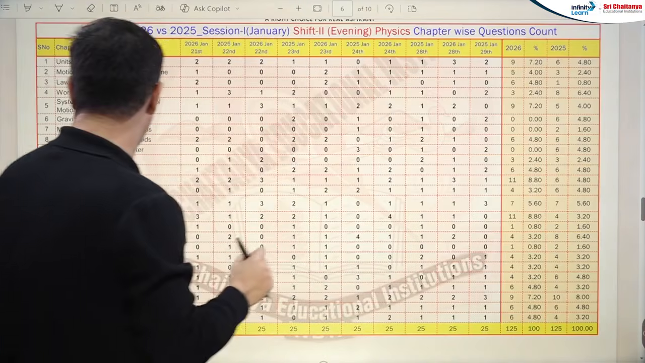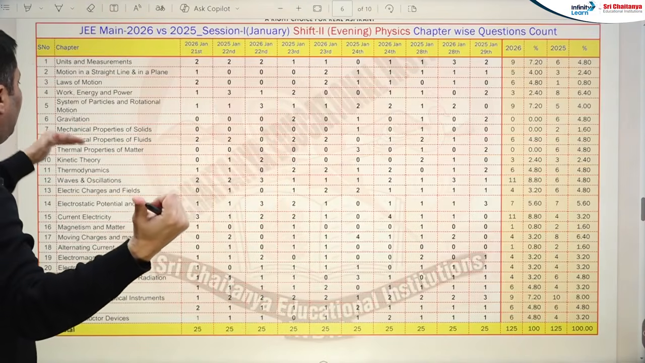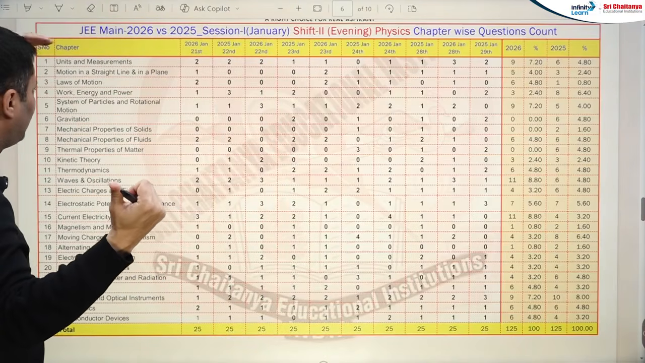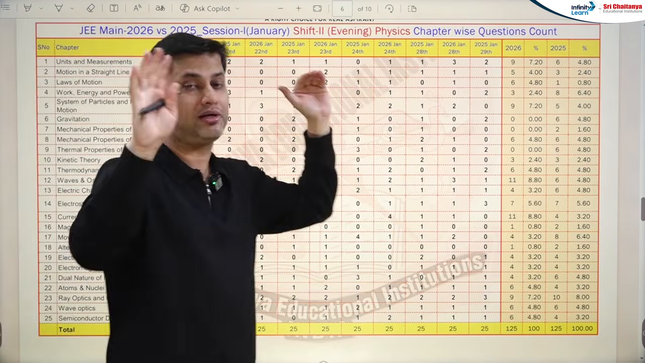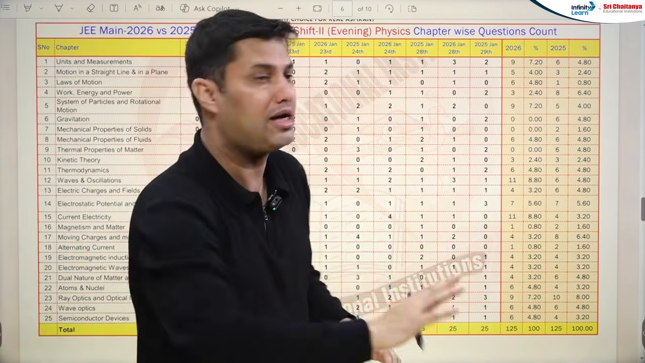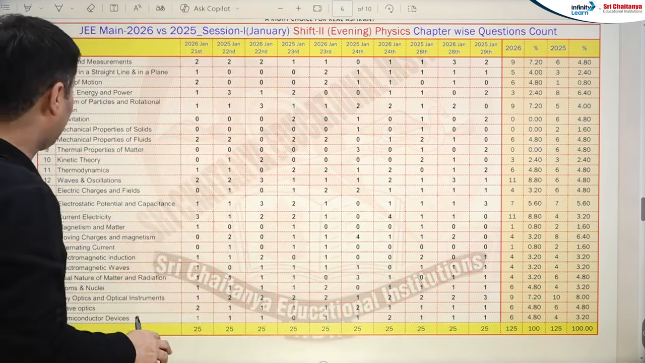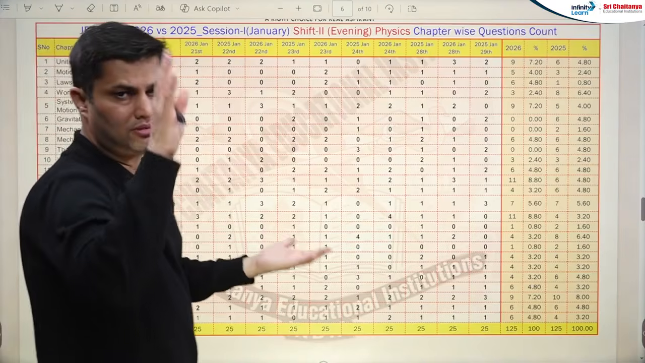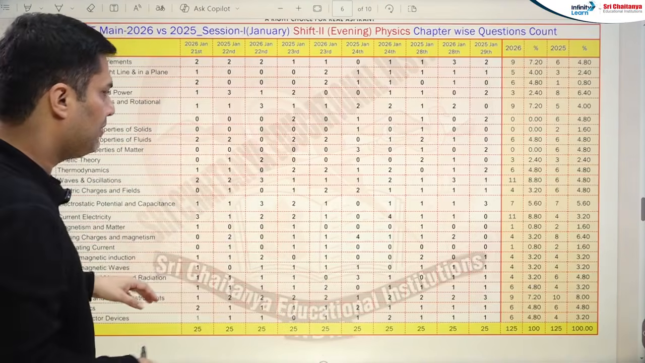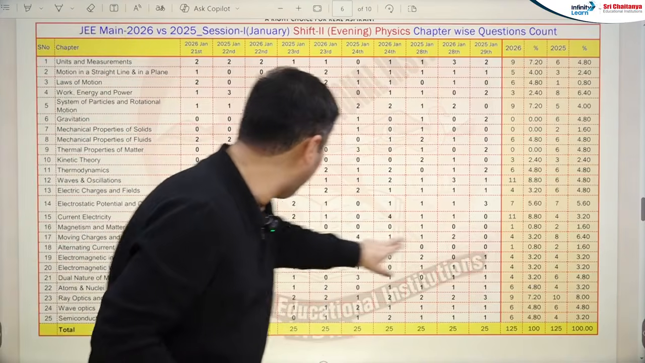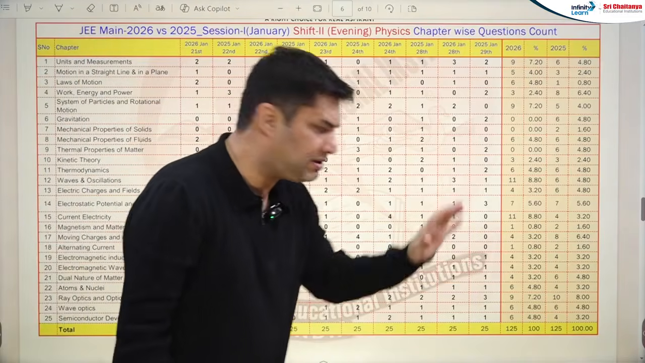Current electricity, wave oscillations, rotational motion, laws of motion, kinematics, unit measurement. These are the chapters you have to look forward to for your April attempt. And yes, work power energy, gravitation, solids have quite decreased. Okay. Now again, a remarkable change, 4 and 8 in moving charge and magnetism, the weightage is decreased.